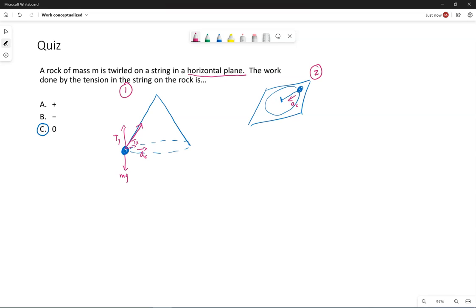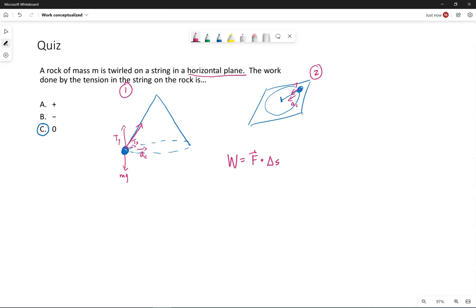In the second example, the tension itself is what's causing the centripetal acceleration. The answer to this question, though, is C, regardless of the situation, whether we have situation 1 or 2. The reason why goes back to the dot product.